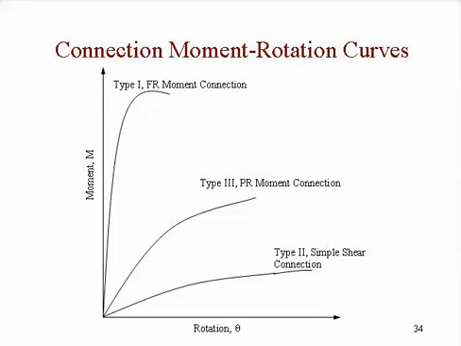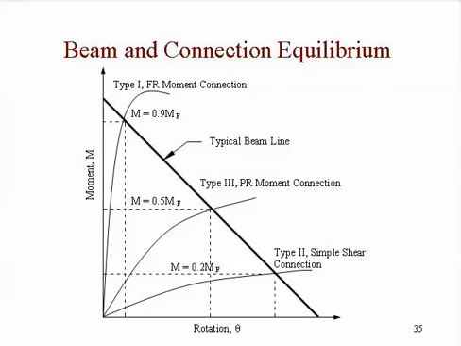The model, we're down here assuming no matter how much rotation I have, there's no moment. So how do we know whether that's really an FR connection and that's really a simple connection? If we superimpose the beam line, we have a way of measuring whether these things are behaving sufficiently close to rigid or sufficiently close to pinned.